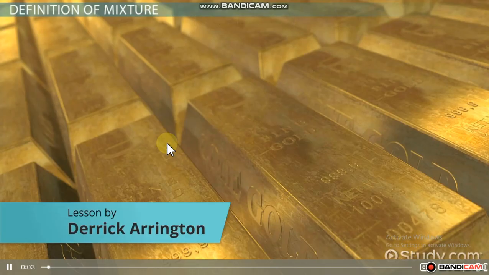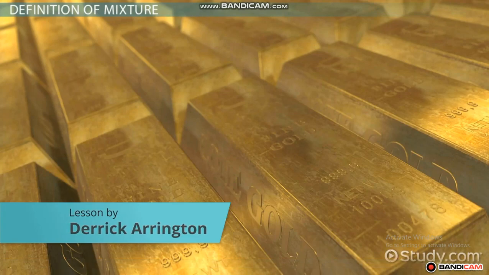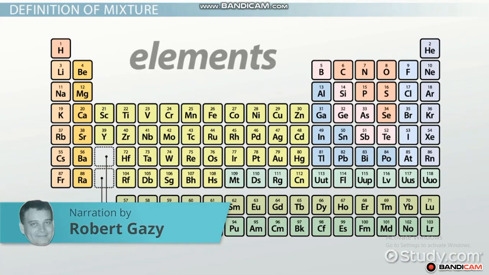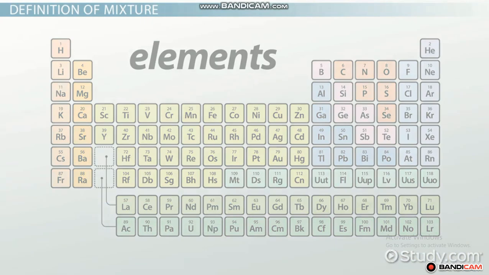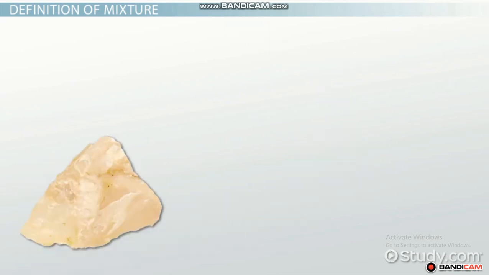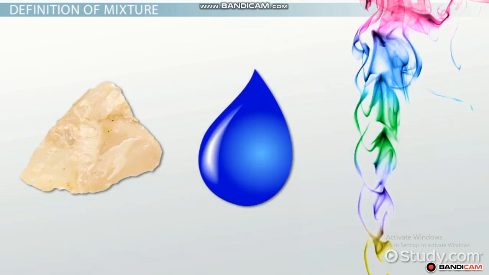Any substance that has a uniform and unchanging composition is considered to be pure. Examples of pure substances include elements. A mixture is a combination of two or more pure substances in which each pure substance retains its individual chemical properties. Mixtures can be composed of solids, liquids, or gases.